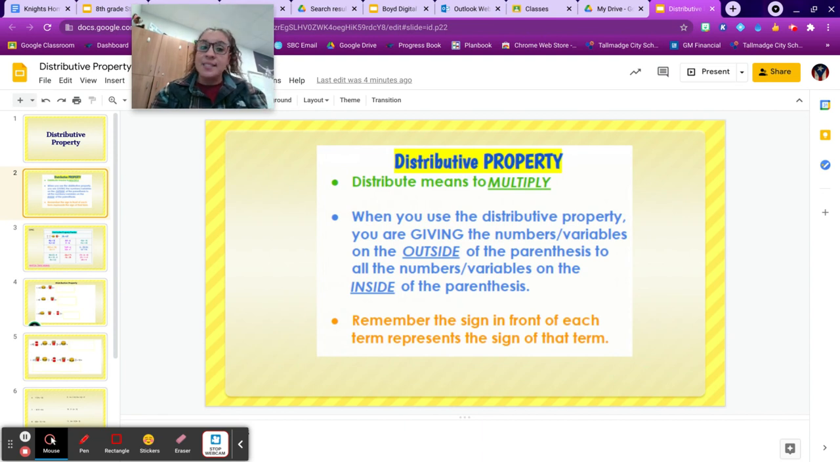Remember to check the sign that is in front of all your terms. So if there is a -2 on the outside of the parentheses, you have to multiply all the terms inside the parentheses by -2. If you have x minus 3 inside the parentheses, that -3 makes that a -3. So be careful with your negatives.